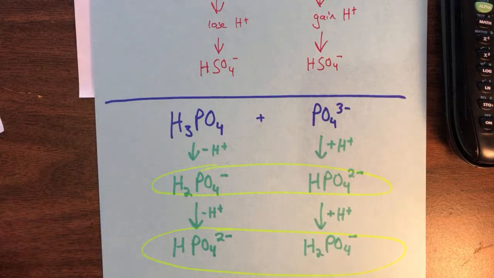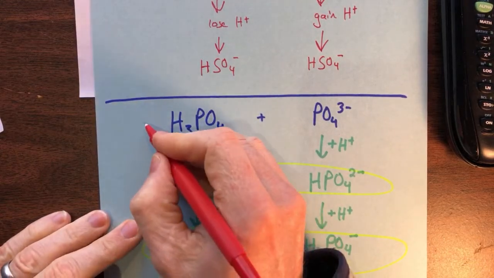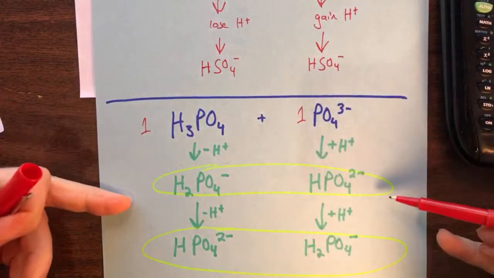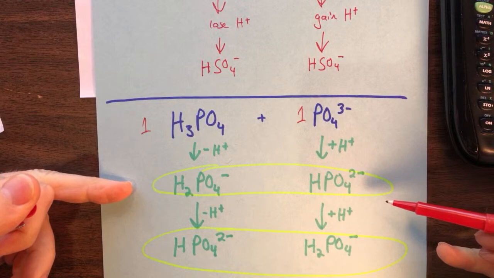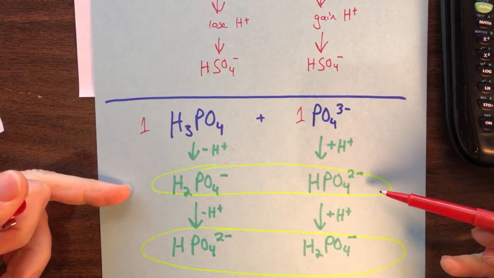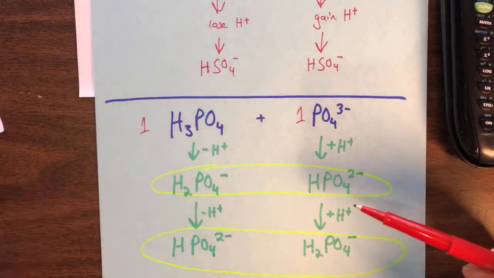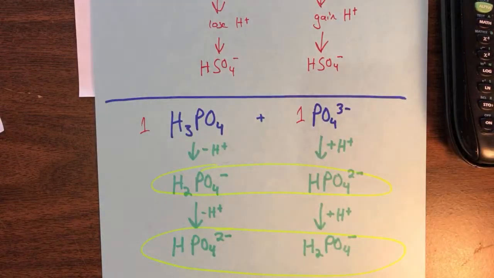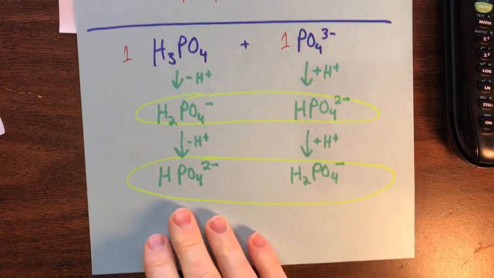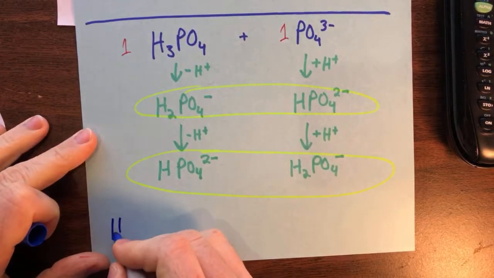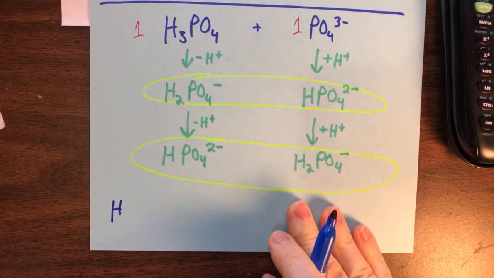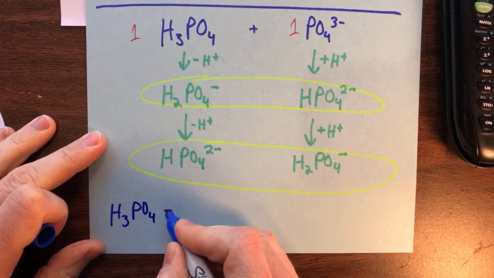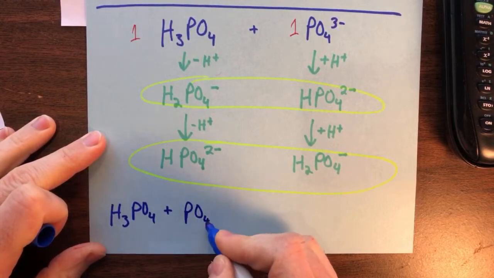And so what's going to happen in this case, let's suppose we have just one of these and one of these. What they're going to turn into is this. We're going to turn into H2PO4 minus and HPO4 2 minus, and we're going to stop, okay? And that's going to be your reaction. And so if we were to write this out, it would look like this. It would be H3PO4 plus PO4 3 minus.